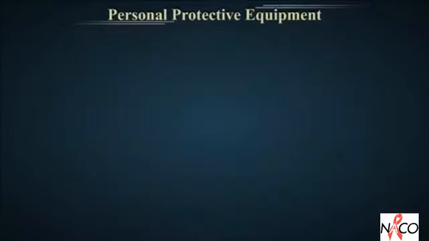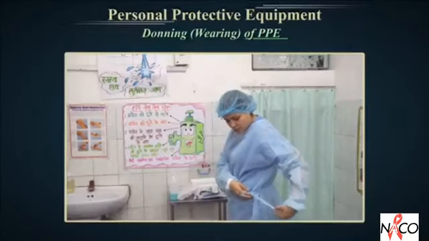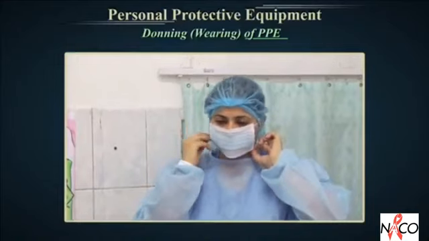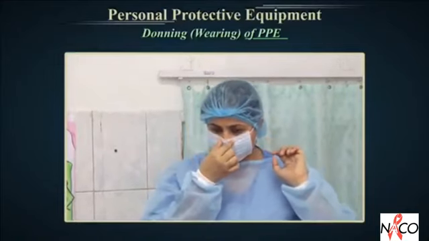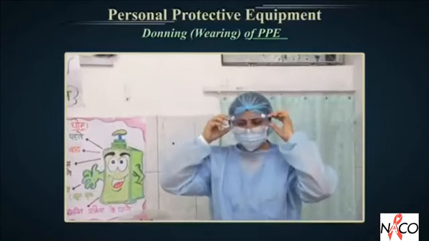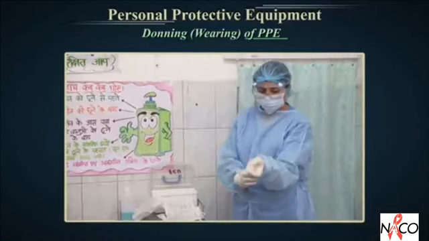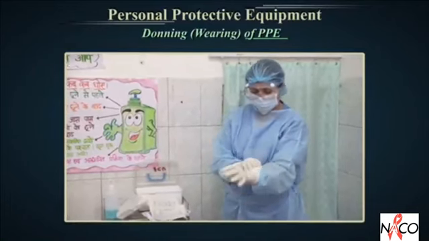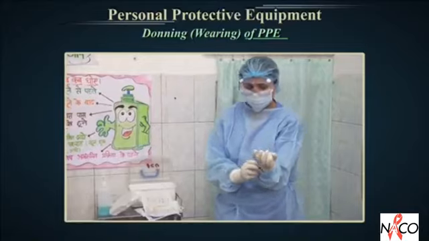When used properly, personal protective equipment acts as a barrier between microorganisms and your skin, mouth, nose, or eyes, the mucous membranes. The barrier has the potential to block transmission of contaminants from blood, body fluids, or respiratory secretions.